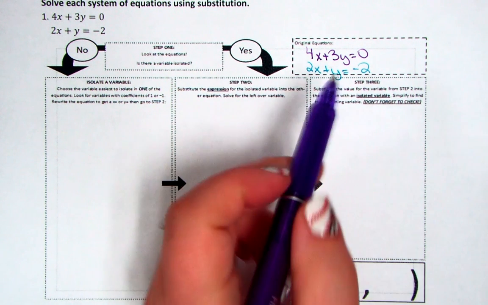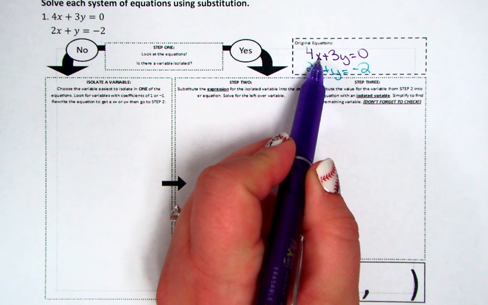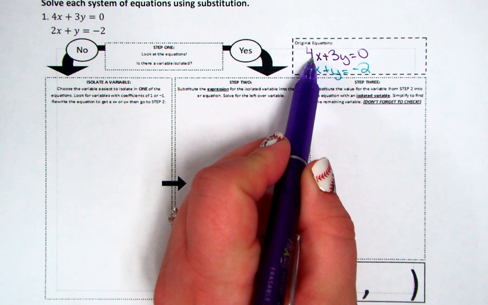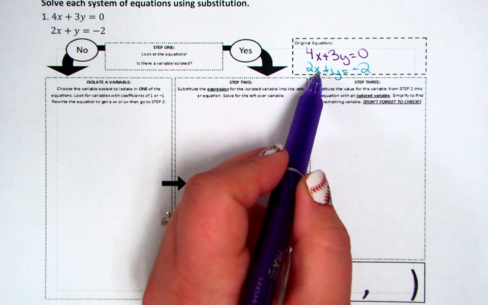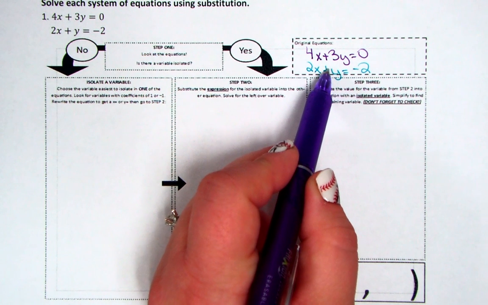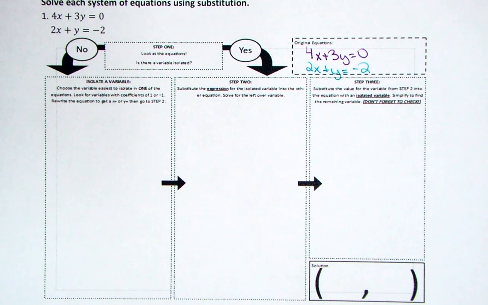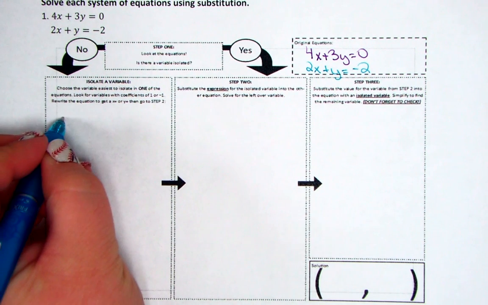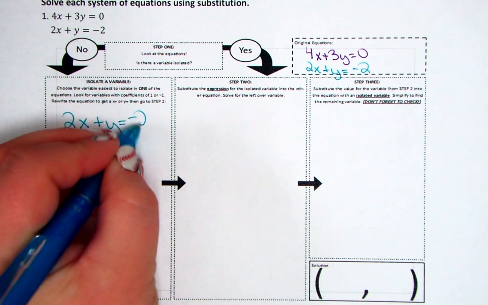So when I look at these two equations, I can see that the x has a number in front in this equation and the y has a number in front in this equation. And in the blue one, the x has a number in front, but the y does not have a number in front that I can see. It only has a 1 in front. So I'm going to attempt to solve for y in the blue equation. 2x plus y equals negative 2.